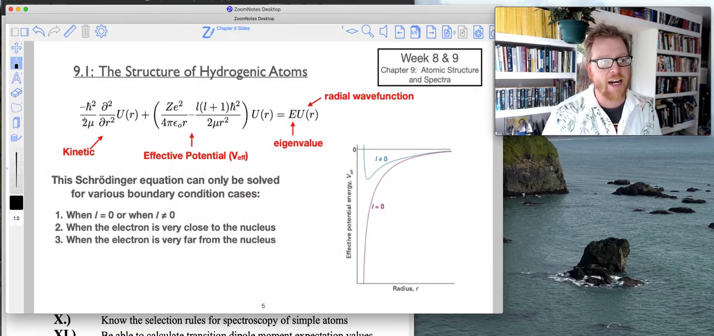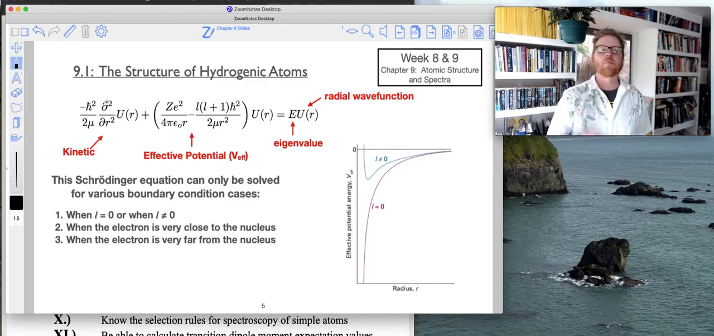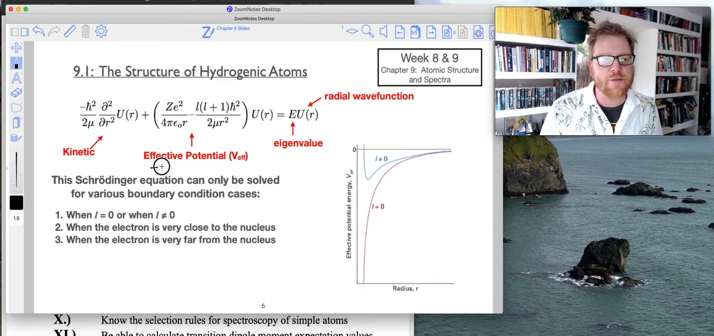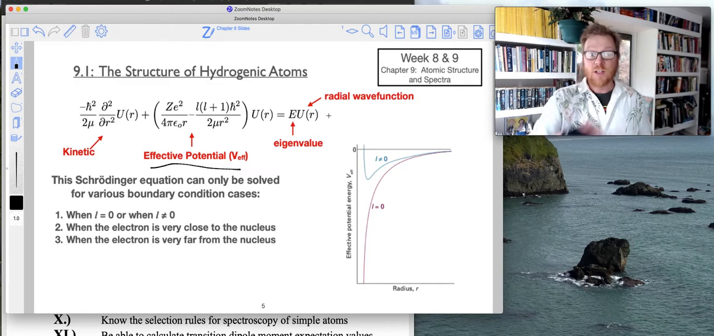So we've got our negative h bar squared over 2 mu, second derivative in radius, and that's perfectly our kinetic energy operator. And now we get what's called an effective potential energy operator, which is this whole chunk in the parentheses, okay? And then, of course, that's times u of r, and now all of that equals E times u of r.